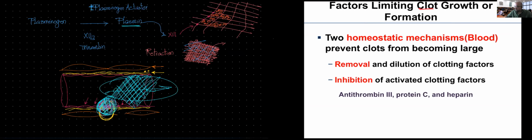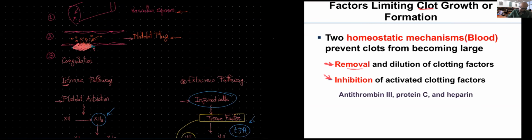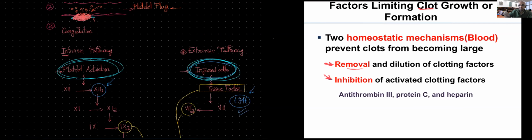We have two main factors here that will allow you to limit the growth of the blood clot. First is the removal and dilution of the coagulation factors. Remember, where do I have activated coagulation factors? Whenever I have injured cells and activated platelets. And where do I have activated platelets and injured cells? At the site of injury. So I don't have them throughout my circulation. So the activation is going to be mainly localized at the site of injury.